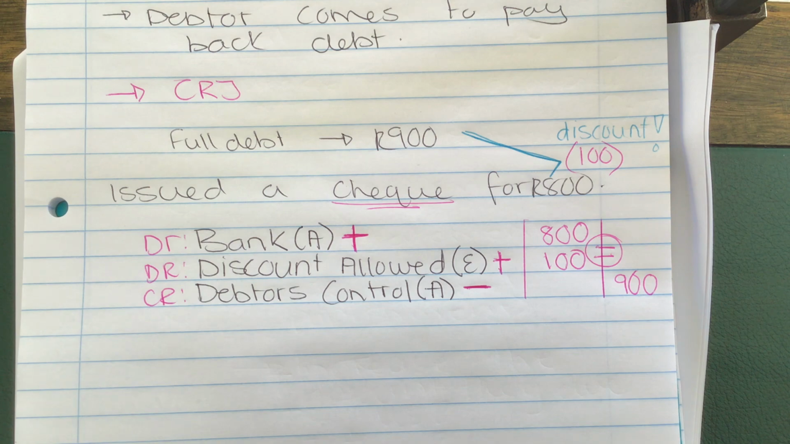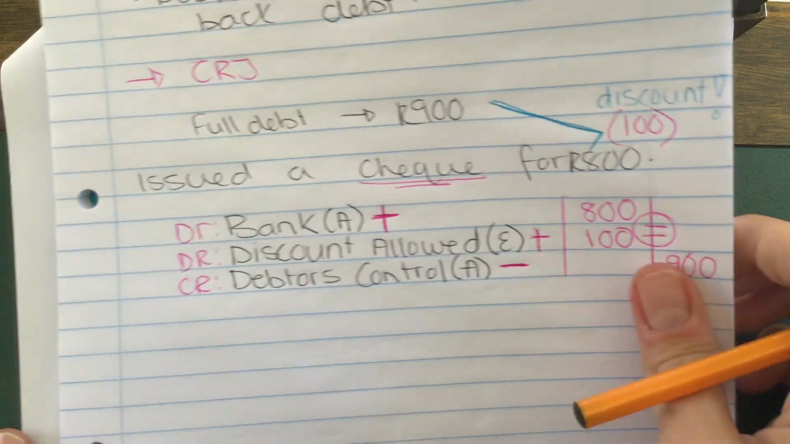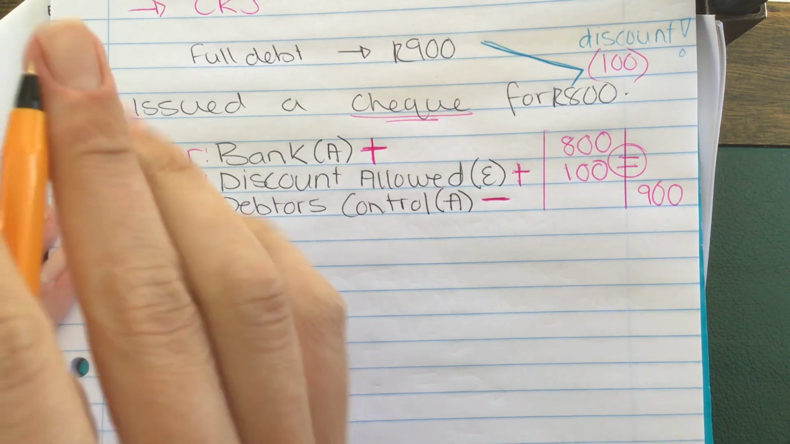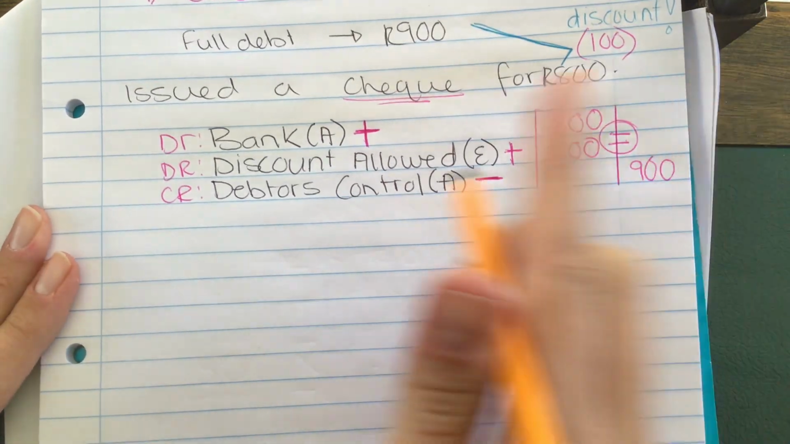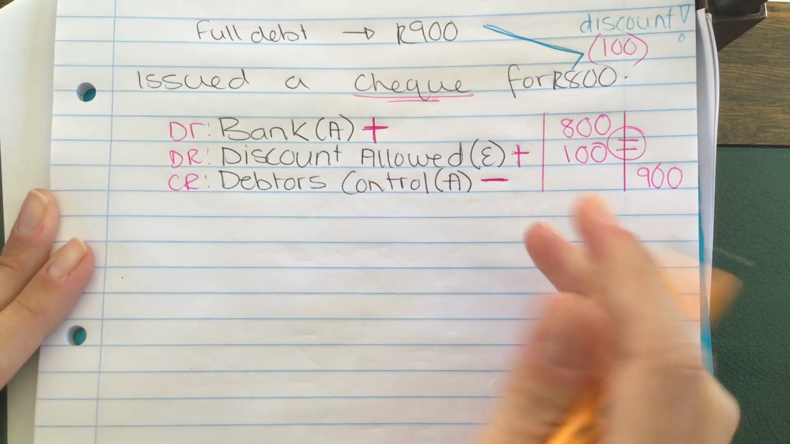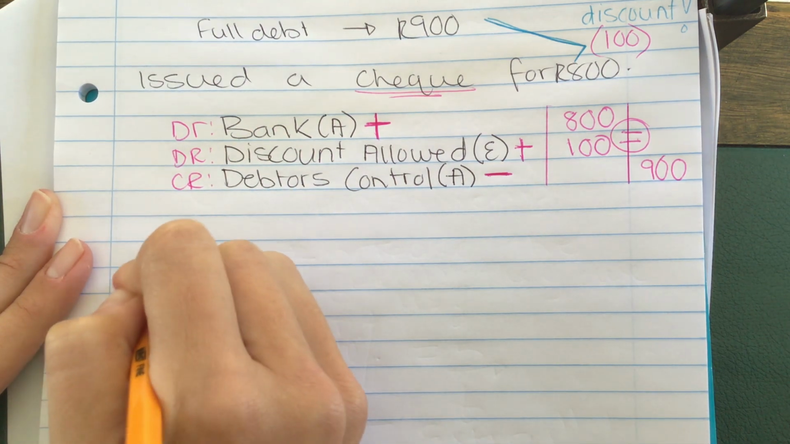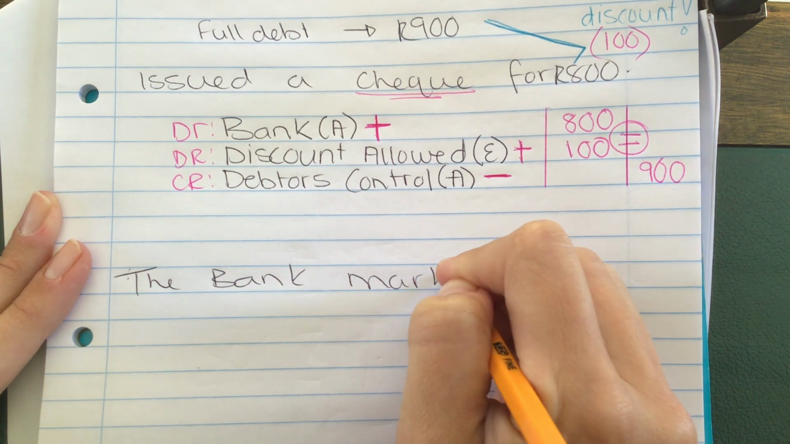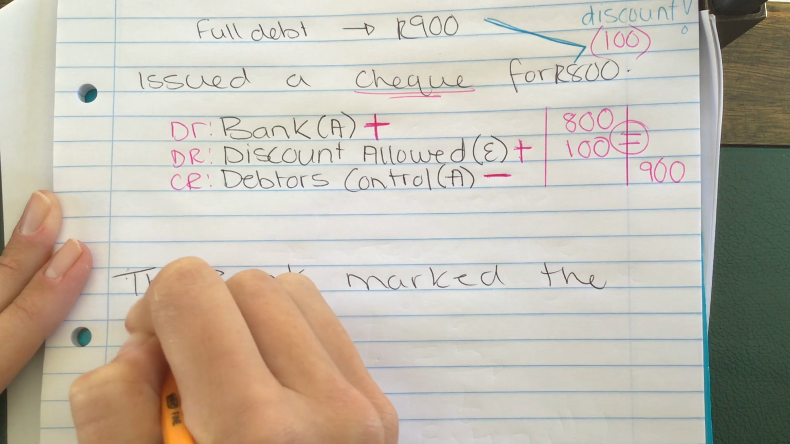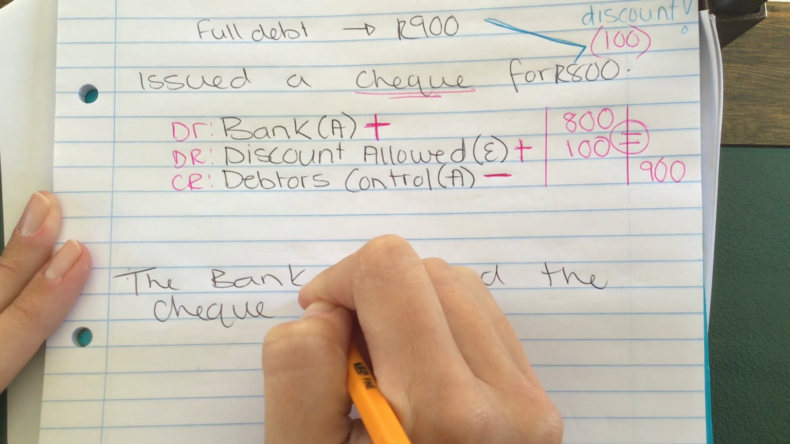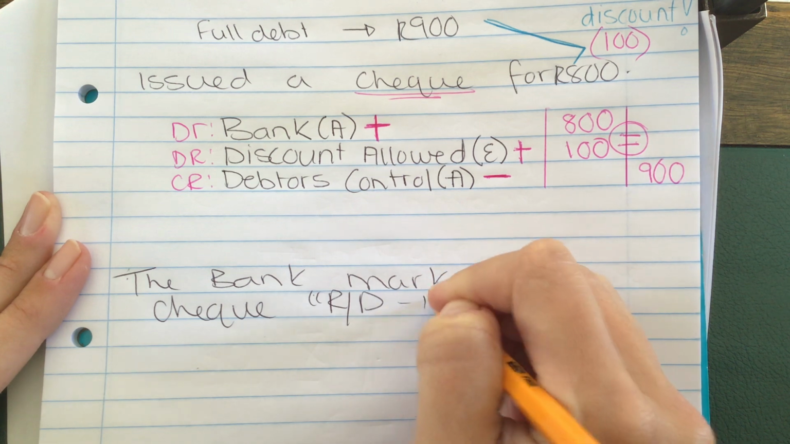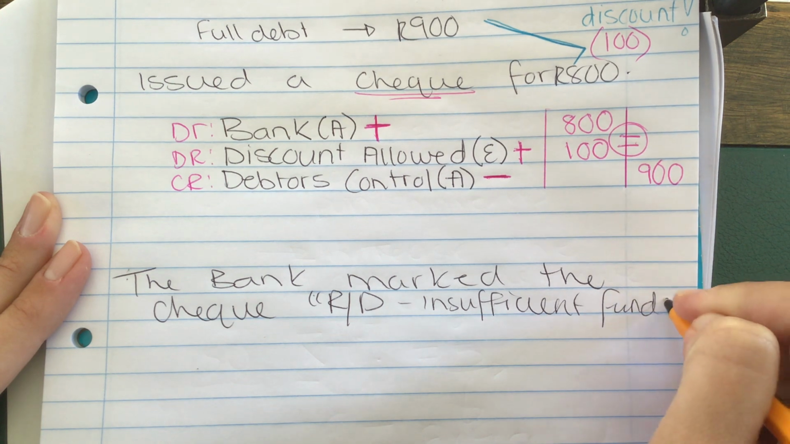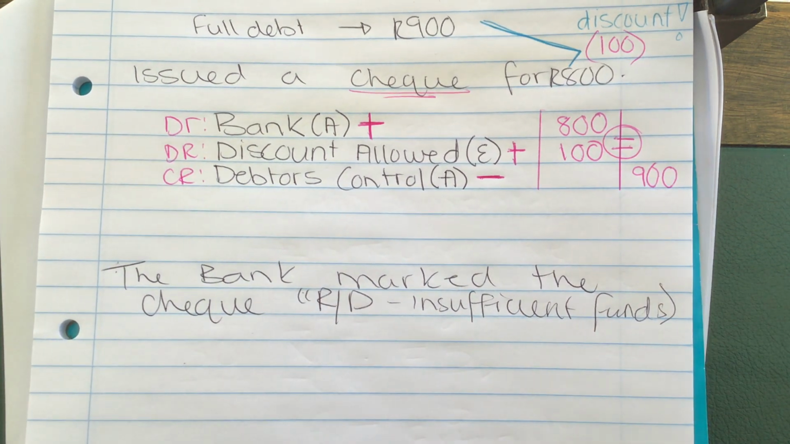But now we start to face a problem, and this is where this new transaction comes in. Okay, so this is what initially happened, and now we've got the new transaction. The transaction will say that the bank marked the check RD, insufficient funds. Now, you guys have already dealt with RD checks, okay?